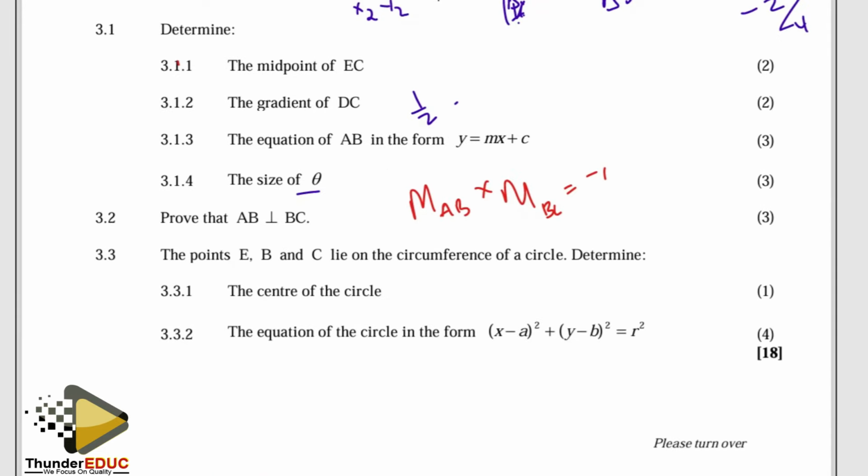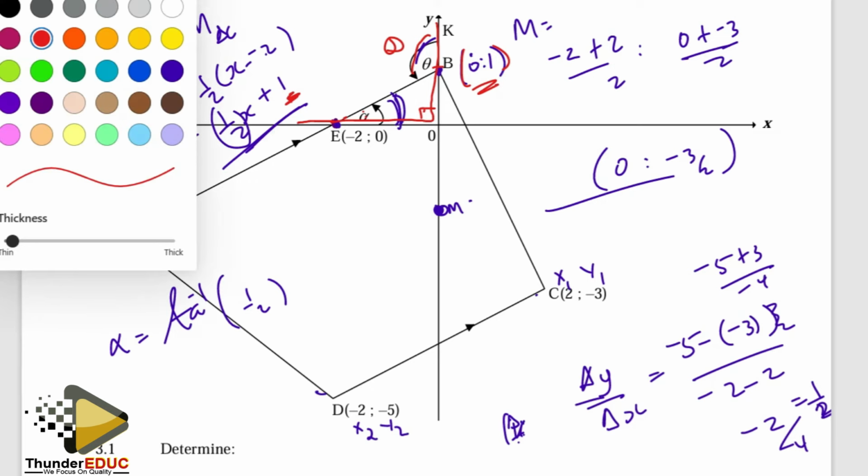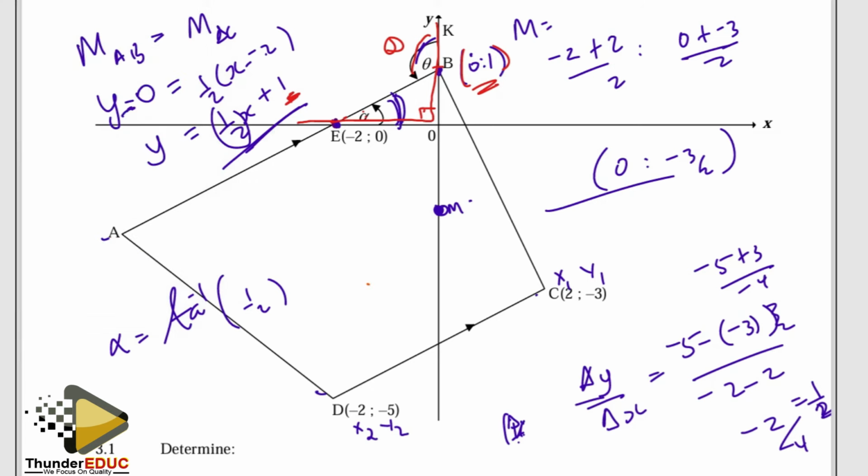Then with the next part, they're telling us that A, B, and C lie on the circumference of a circle. So these points lie on the circumference of a circle. Please just imagine there's a circle there passing through those points. A, B, and C are lying on that. But what we just proved was that there's a 90 there.